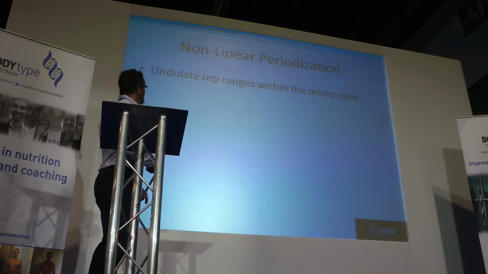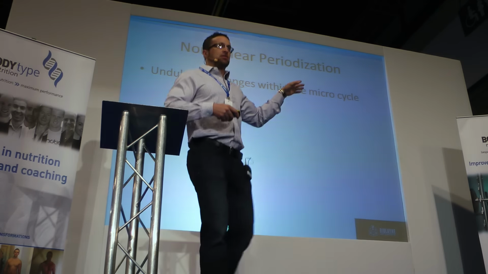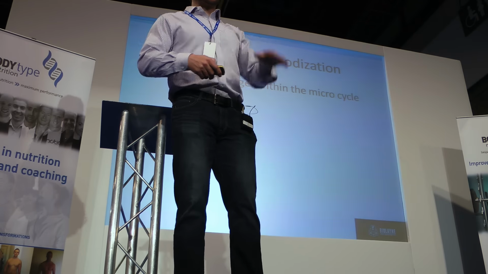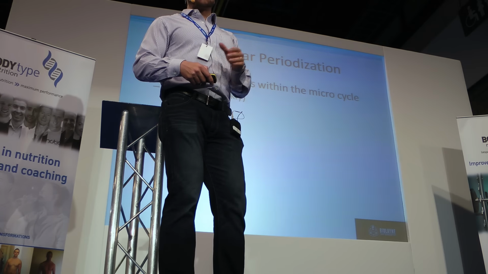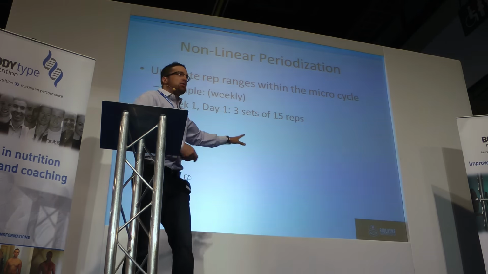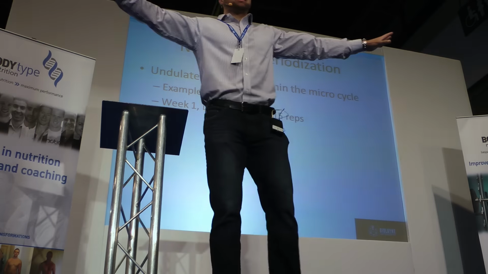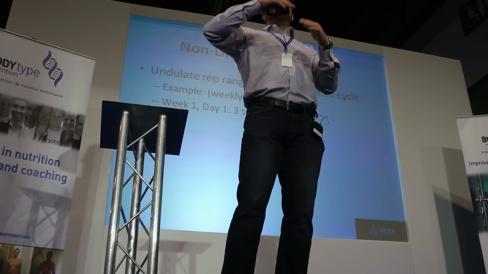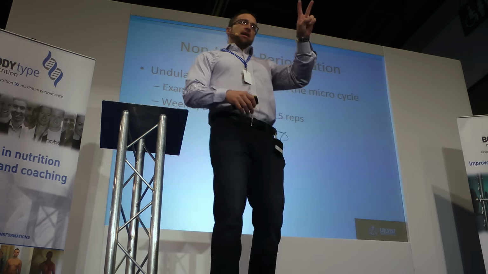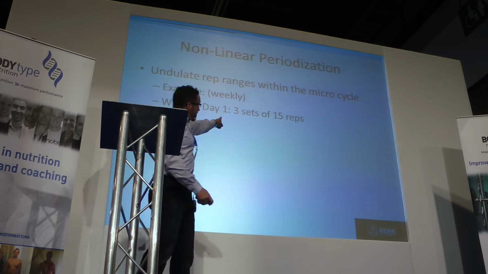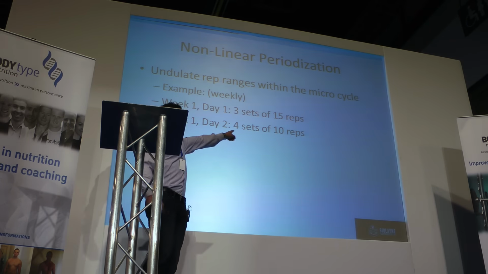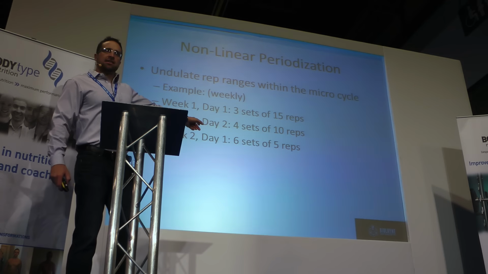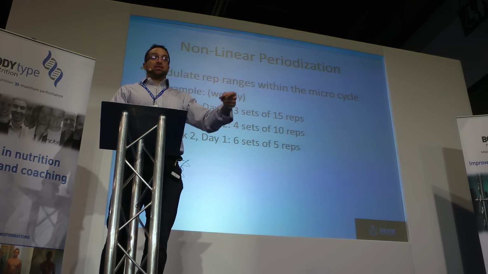Nonlinear periodization. So we're going to undulate the rep ranges within the microcycle, okay? So if we take the same undulation pattern we had before, 15, 10 reps, 5 reps, here's how we would do a nonlinear periodized program. Week 1, day 1, let's say we're having training. Okay, let's say we're talking about squat, because again, I'm biased towards the squat, all right? So before we were doing, you know, the undulation pattern within the mesocycle. Let's say we have a squat frequency of 2 times a week, okay? We can do it like day 1, 3 sets of 15 reps. Day 2, week 1, 4 sets of 10. Week 2, day 1, 6 sets of 5. Do you guys see what I'm doing here? It's the same undulation pattern, but it's happening faster, okay?